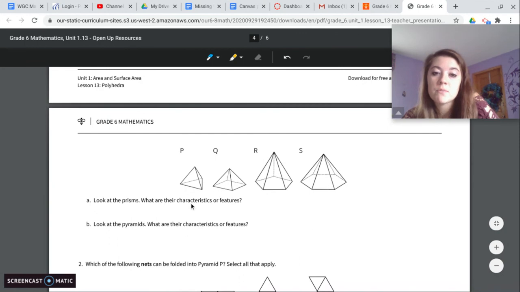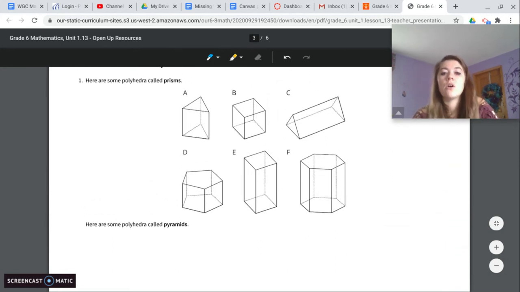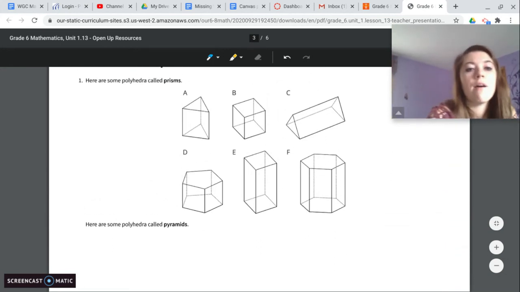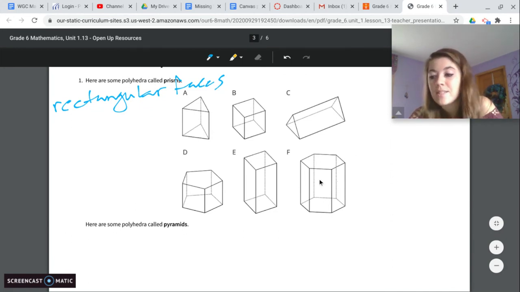So look at the prisms. What are their characteristics or features? So coming back up here, looking at these, you should notice they all have rectangular faces. So what's splitting your base apart is rectangles. So here we have a hexagon and a hexagon. Those are our bases. The faces are rectangular. So we have rectangular faces here.